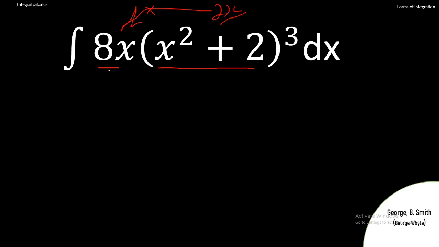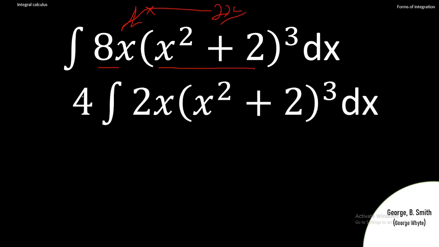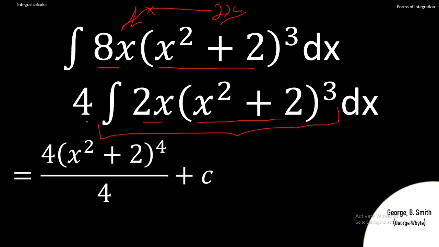So when you factor out 4, you're going to get something that looks like this: I have 4 times 2x into what I have here, x squared plus 2 raised to the power of 3. Now if I differentiate this, I'm going to get this. And we know the result for this as a whole, which is what we've been working with: x squared plus 2 all raised to the power of 4 over 4. Coupled with the 4 we have here, when we integrate everything, this becomes our result.